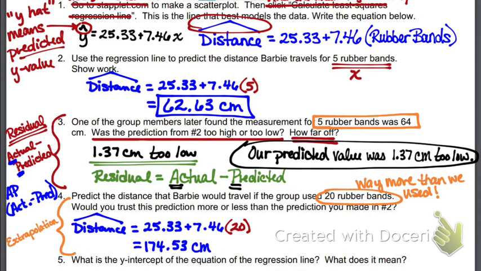Do we have any number of rubber bands that are close to 20 that we could say, oh, this is probably reasonable, it seems to fit? We don't have values on either side. This is something called extrapolation. We have to be really careful with extrapolation.